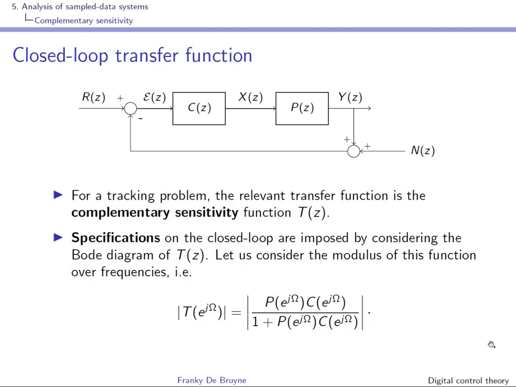Well, we can now have a look at the complementary sensitivity function, and for a tracking problem, the complementary sensitivity T is the one we should look at. This complementary sensitivity function is the transfer function that links the set point or reference signal R to the output Y, but it is also the transfer function that links N, the noise disturbance, to the output signal Y, although you'll have a minus sign that comes from here.